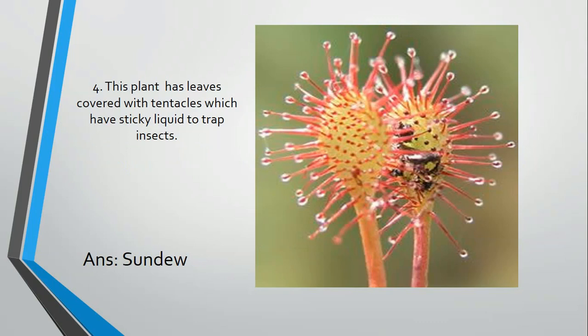Next is, this plant has leaves covered with tentacles which have sticky liquid to trap insects, and the name of the plant is sundew plant. You can see some droplets, those are tentacles. It is sticky in nature, and when an insect sits on it, it will stick to that plant and it cannot escape, and this sundew plant eats that insect.